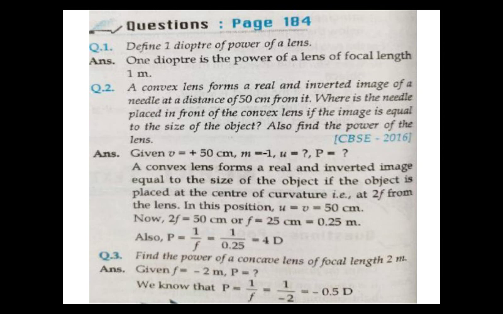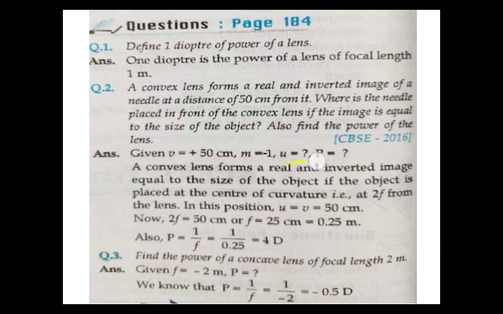Now questions. Define 1 diopter power of lens. This is an in-text question given in your book, so you can write it properly as we discussed. Second is a numerical, question number 2. A convex lens forms a real and inverted image of a needle at a distance of 50 centimeter from it. So the distance of this image is given as 50 centimeter, so v is given to us as 50 centimeter. Where is the needle placed in front of the convex lens?